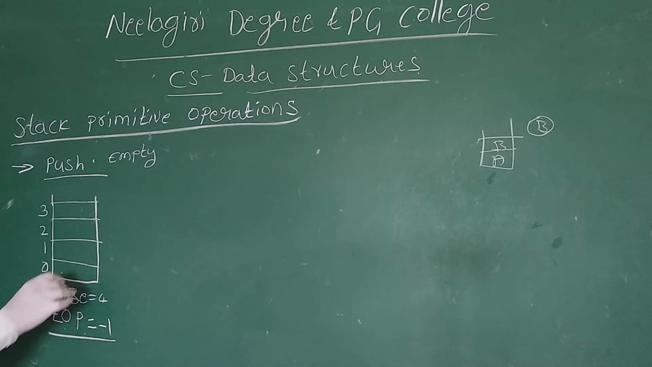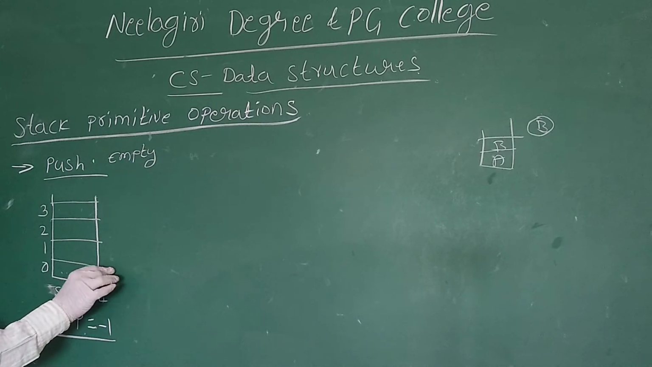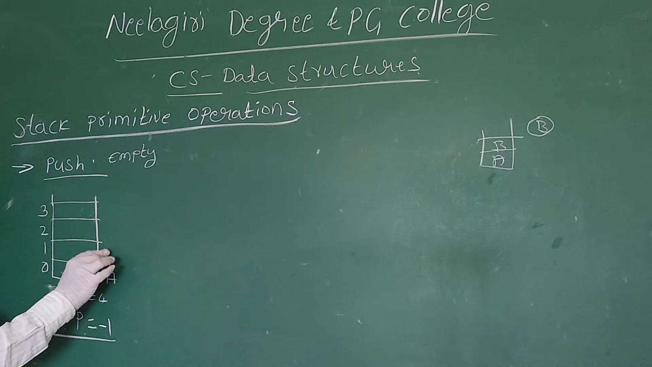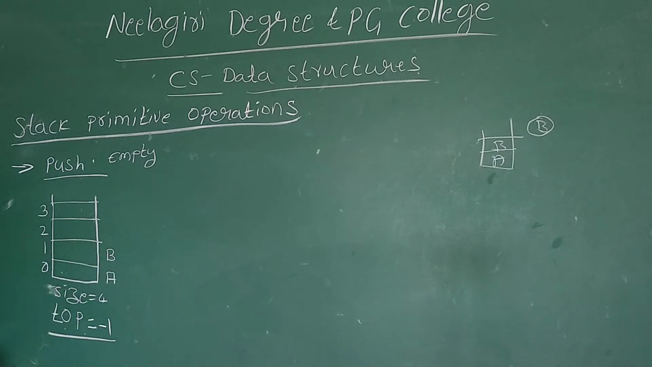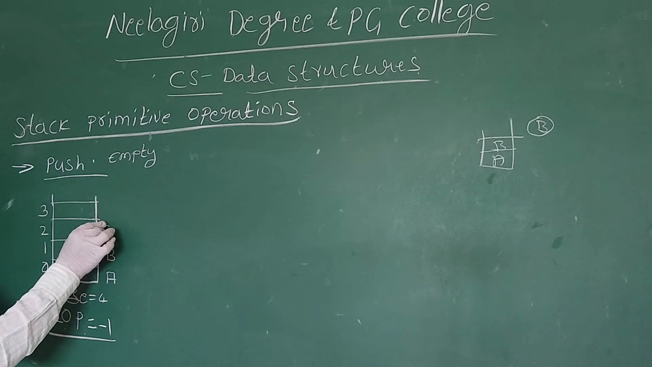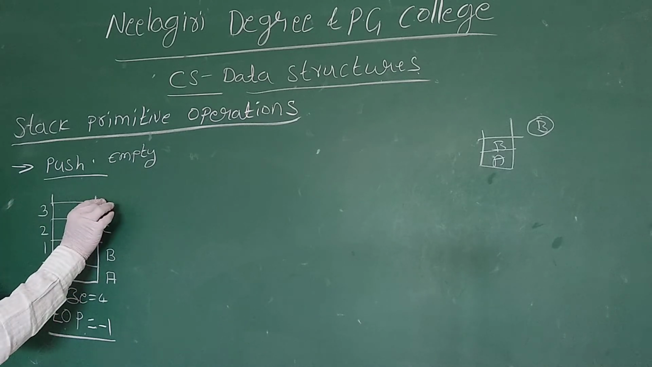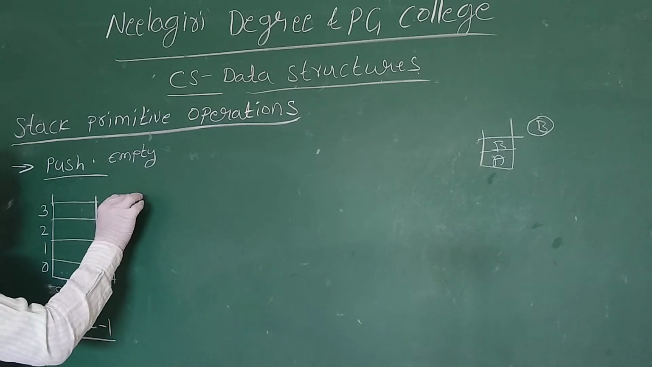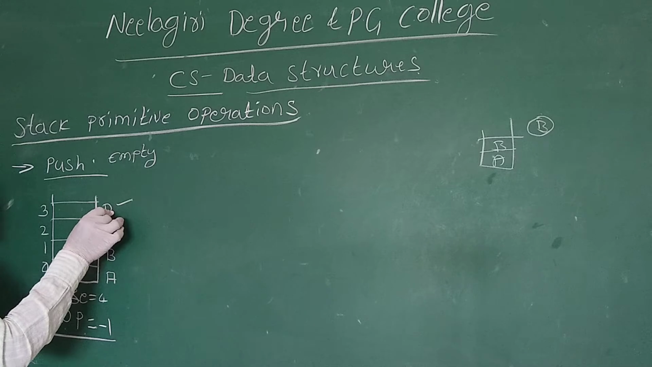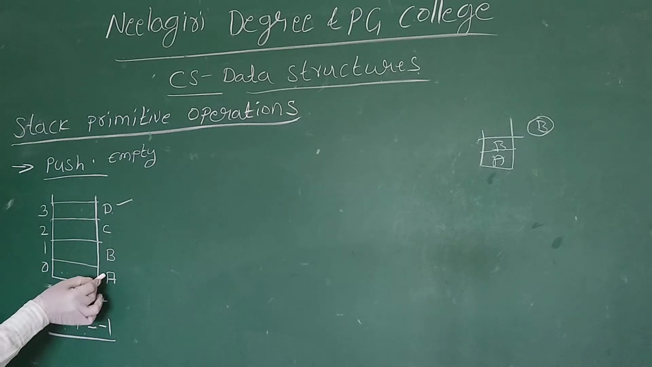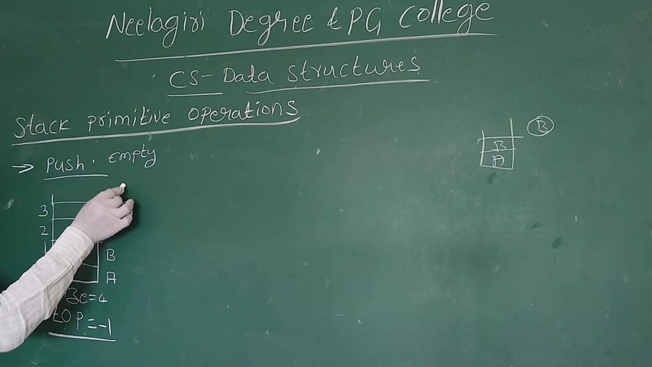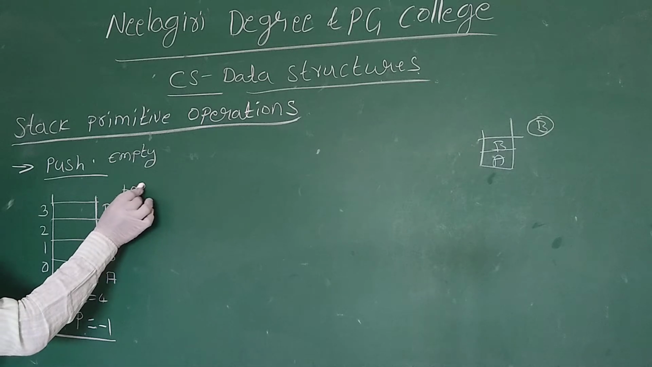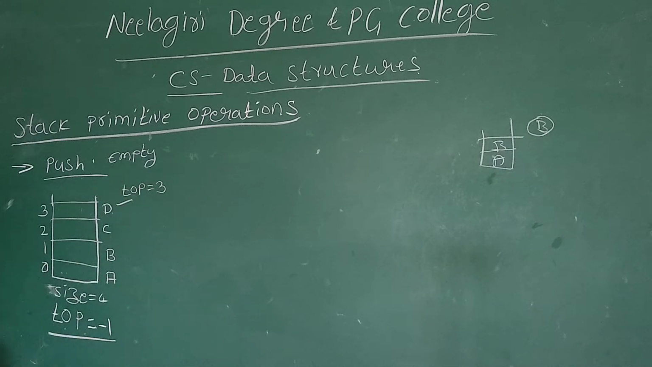For example, there is an element A in the 0th location, an element B in the first location, an element C in the second location, and an element D in the third location. What is the topmost element? D. What is the position of the topmost element? 3. So whenever there are four elements, automatically the top value is 3.